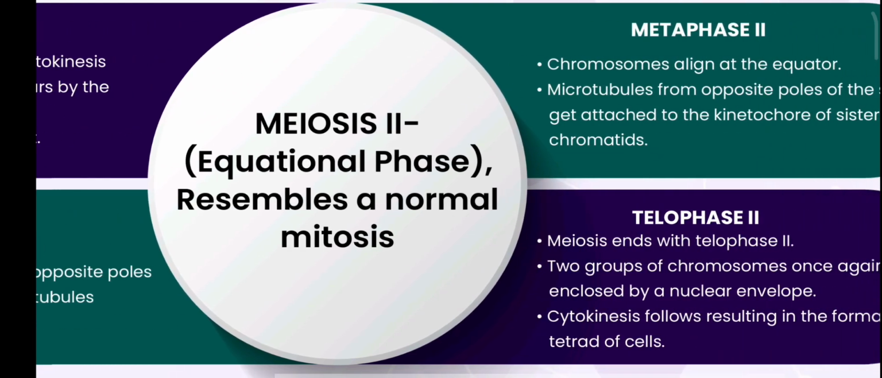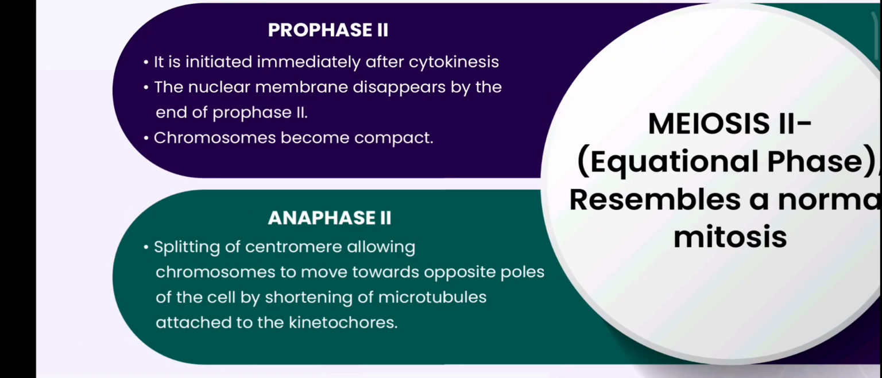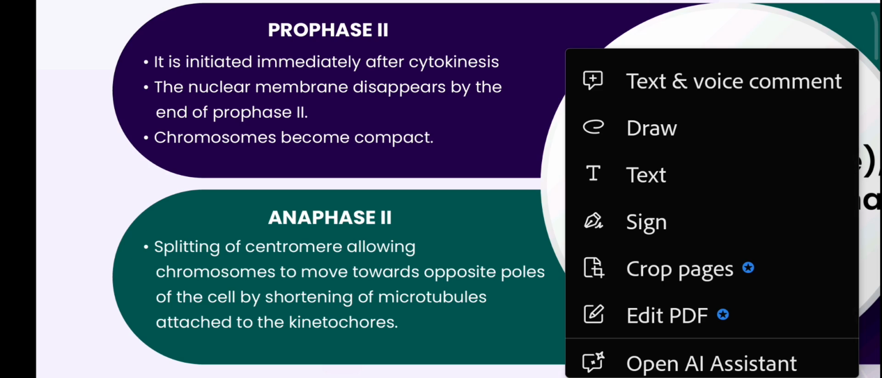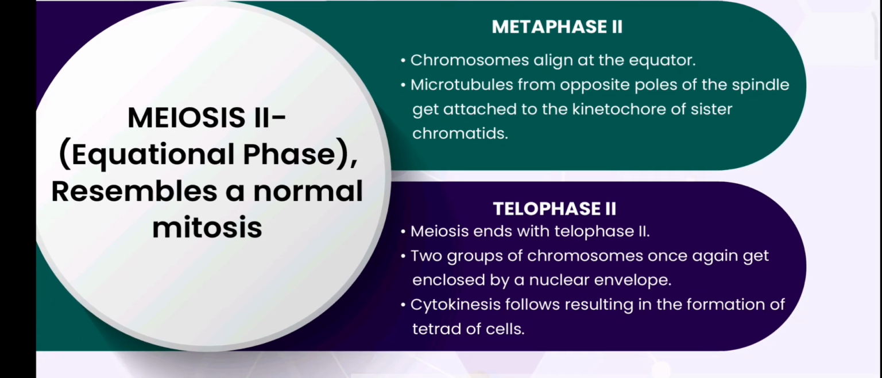Metaphase 2. Chromosomes align at the equator. Microtubules from opposite poles of the spindle get attached to the kinetochores of sister chromatids. Then anaphase 2. Splitting of the centromere allows chromosomes to move towards opposite poles of the cell, through shortening of the microtubules attached to the kinetochores. Then there is telophase 2. Meiosis ends with telophase 2. Two groups of chromatids once again get enclosed by a nuclear envelope. Cytokinesis follows, resulting in the formation of tetrad cells.